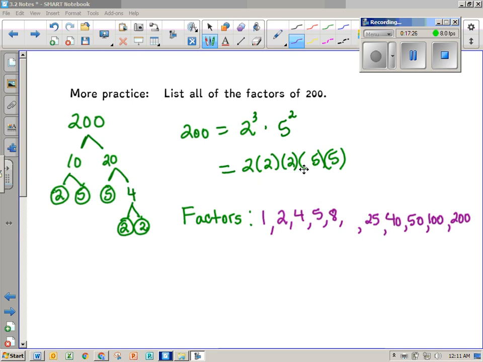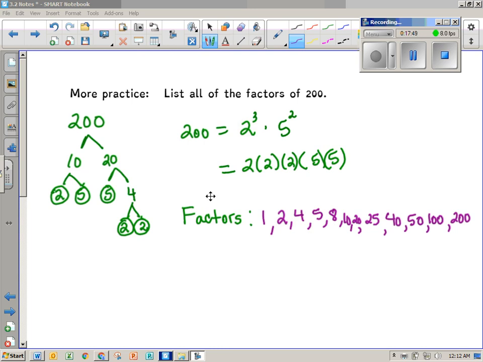9, not in the list. 10 is in the list because you've got a 2 and a 5. So I'm getting really close together here. If I take out one of these 5's and one of these 2's, I'll have left 4 times 5, which is 20. In between there, let's keep going.